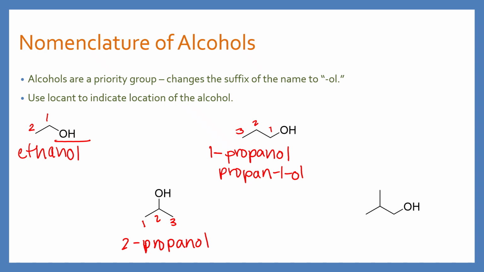On the next one, we are going to start numbering at carbon number 1. Notice we have a decoration on carbon number 2, so we'll have to reference that. So this is a derivative of 1-propanol again, but this time with that methyl group. So this is 2-methyl-1-propanol.